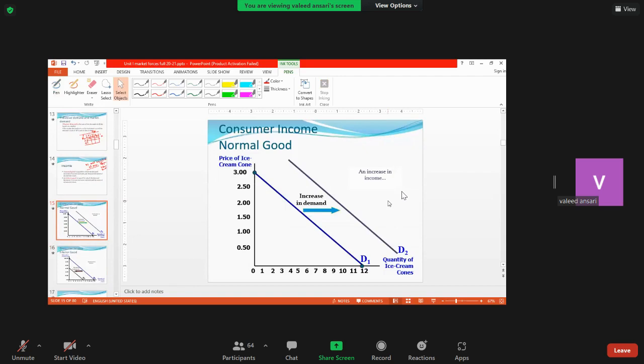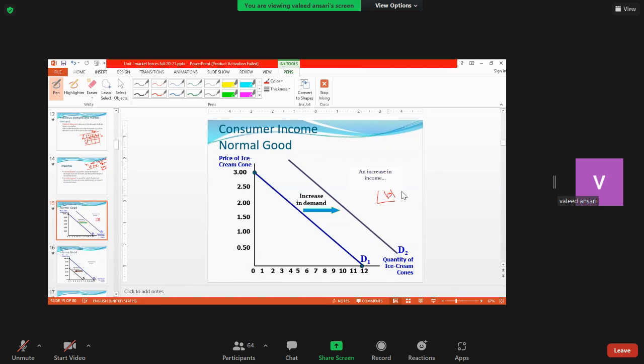Now this is how we explain it in a graph. Given a certain level of income, this is the demand curve. The demand curve will always be downward sloping, please keep that in mind. And if income increases, then it will take a rightward shift.